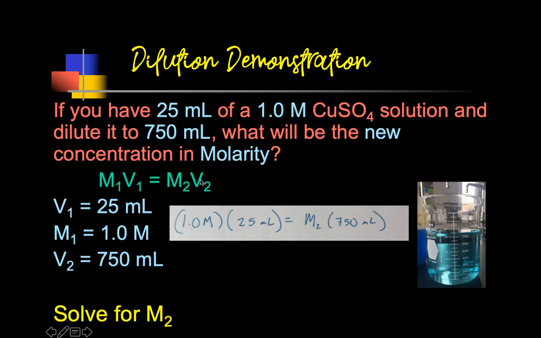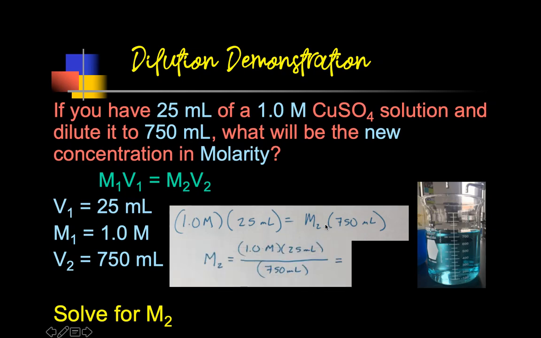I'm going to solve for M2, just do some algebra. So really I'm dividing both sides by 750. It cancels over here, so just doing some algebra here. M2 equals 1 molarity times 25 milliliters divided by 750 milliliters. Milliliters cancels. I'm left with molarity, which is what I'm looking for because I'm looking for M2, and I end up with 0.033 molarity. So that is the concentration of this new solution that I made because I added a whole bunch of water. So I went from 1 to 0.033. And that makes sense because look, it's a huge volume, 750 compared to the 25 that I started with.